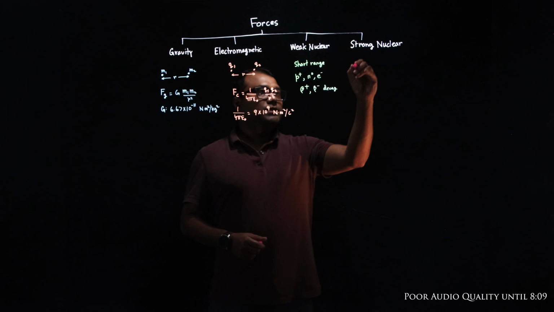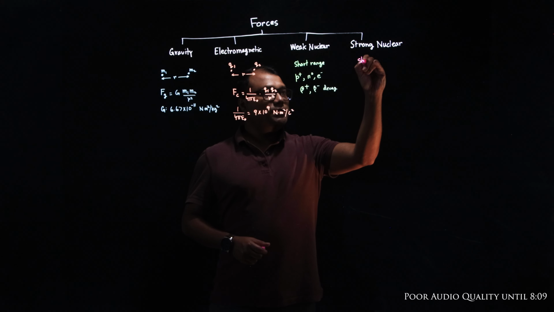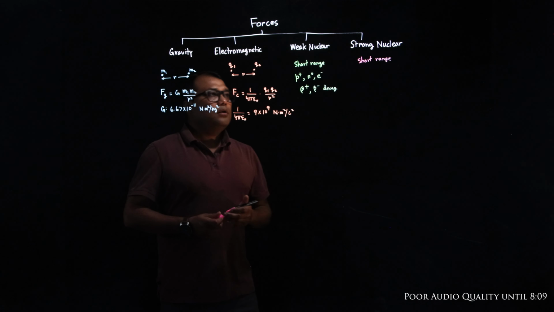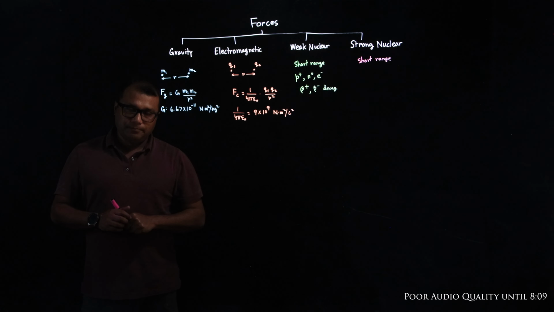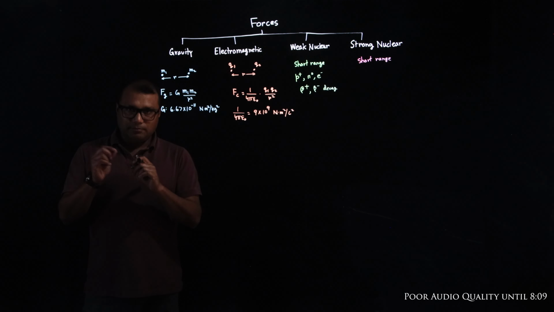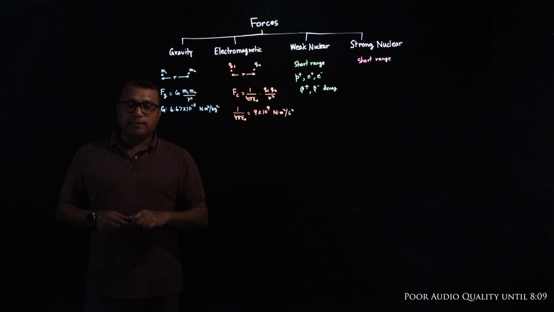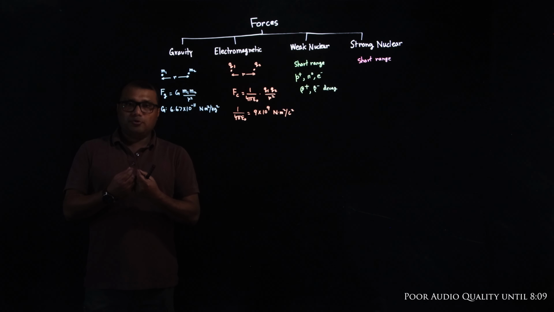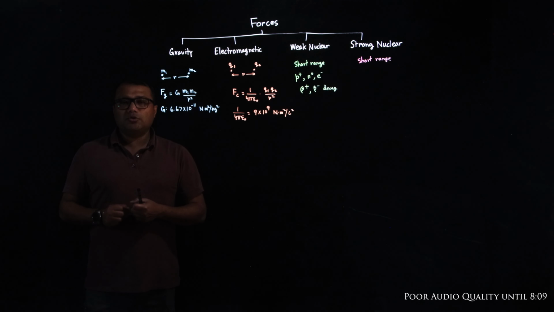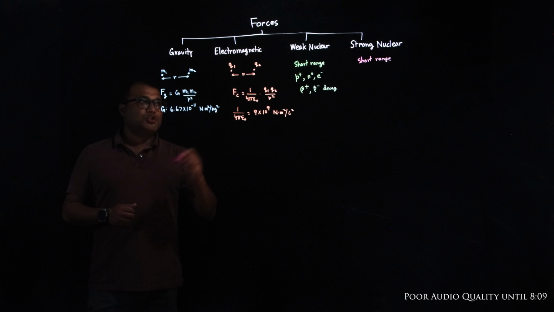Lastly, strong nuclear forces. These also are short-range forces. Now, where are strong nuclear forces found? Imagine the nucleus of an atom. There are protons and neutrons and some other subatomic particles in the nucleus. Now, protons are all positively charged. Based on the electromagnetic force of repulsion, because all protons have the same charge, it's very difficult to hold a nucleus together. So there must be some other force that overcomes this electromagnetic repulsion and holds the nucleus together. So those are strong nuclear forces.